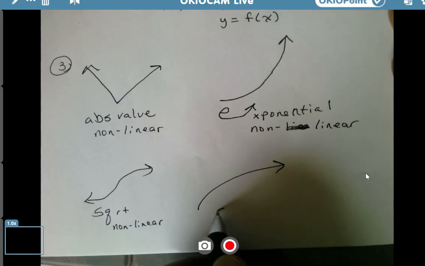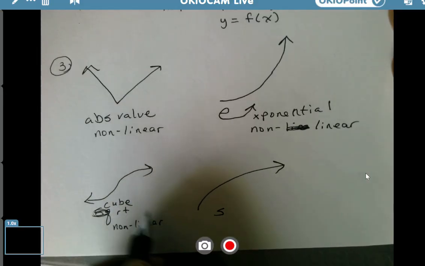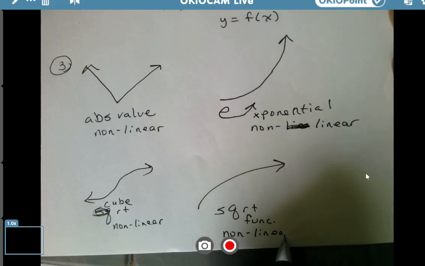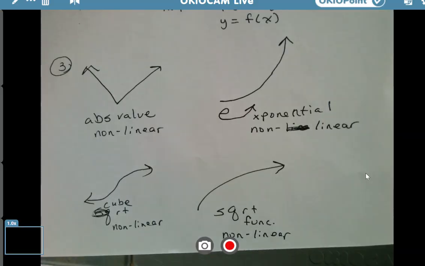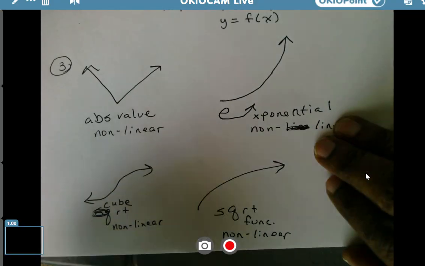This is the cubic function. This is a cube root function. This is the square root function. And both are also nonlinear. Alright, I think that is all I needed to go over with you. Oh, no. Let's review one more thing.